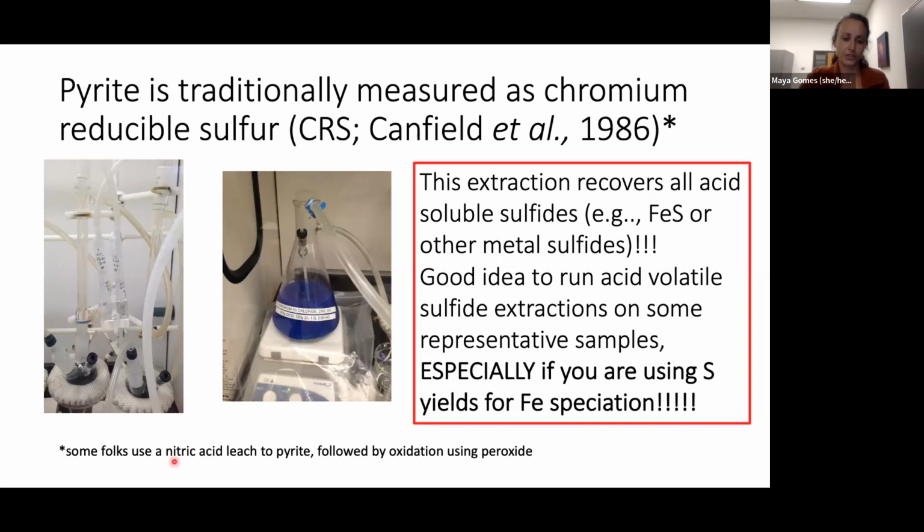There are some folks who use nitric acid to leach pyrite. And so sometimes looking at the method section to see exactly what operational definition people are using could be useful.